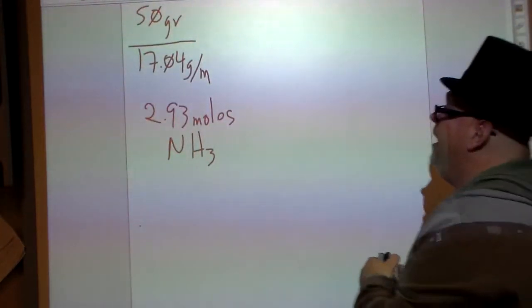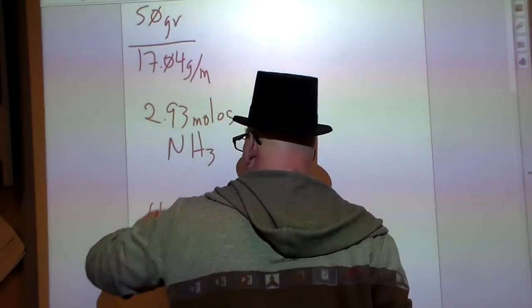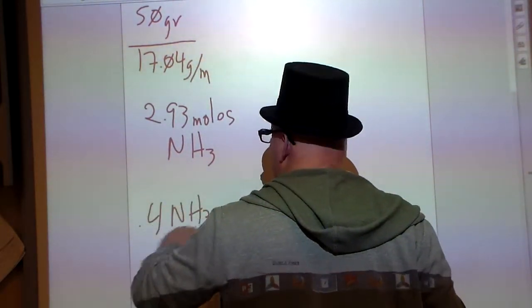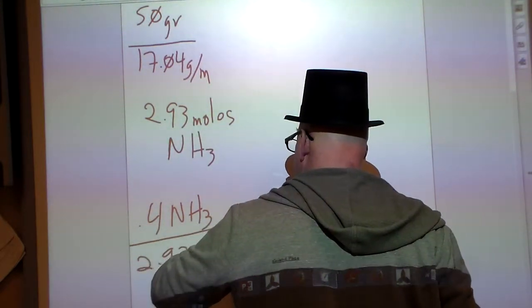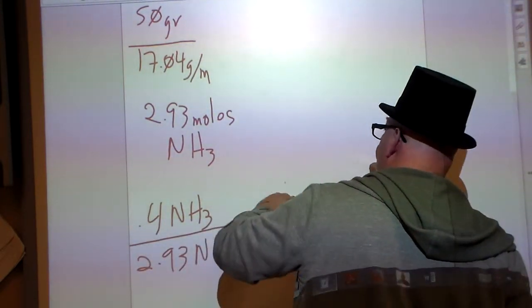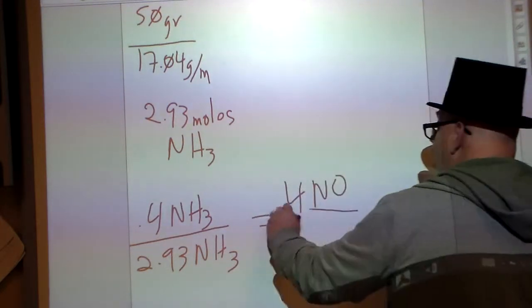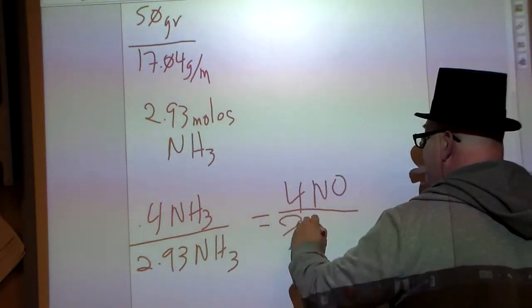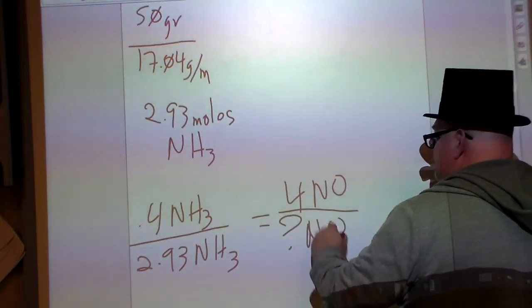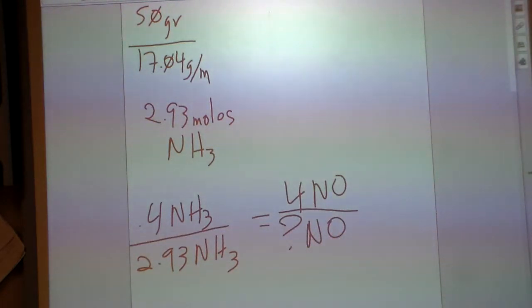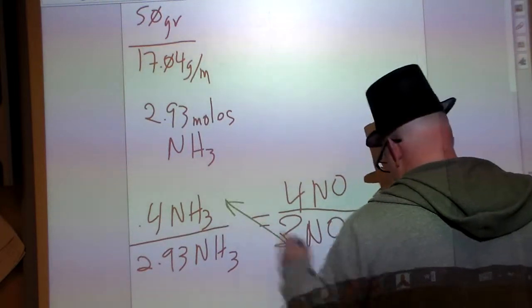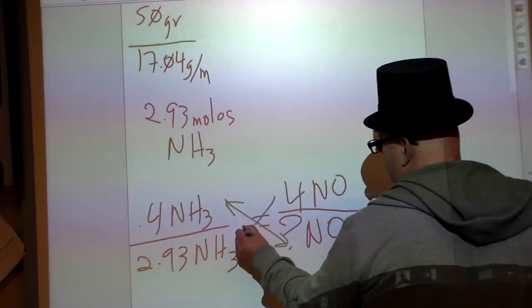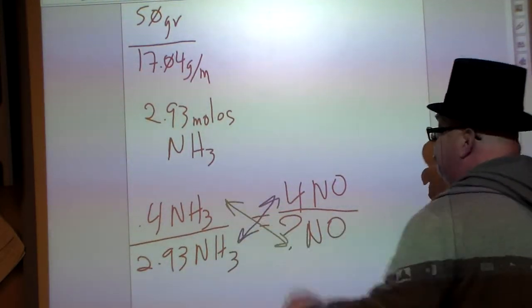So like our last example, if I have 4 NH3s, here I have 2.93 NH3s, that's going to equal 4 NOs over, well, we don't know how many NOs we're going to get, right? And again, this is where you're going to cross multiply and divide. Now, the numbers work out pretty well.